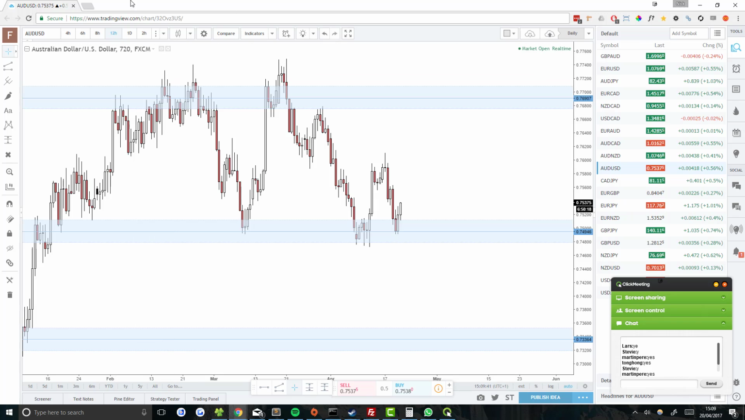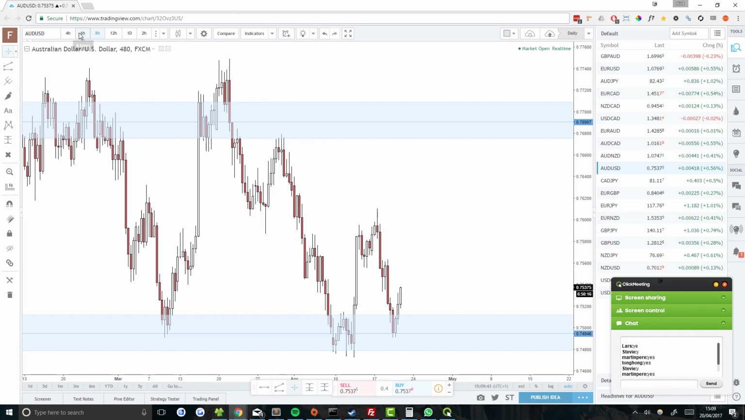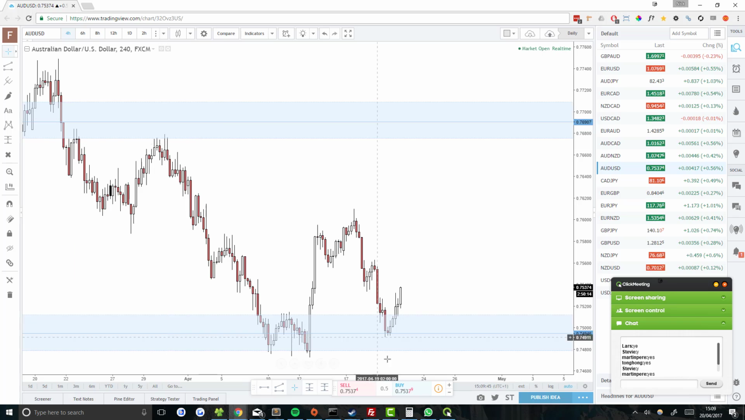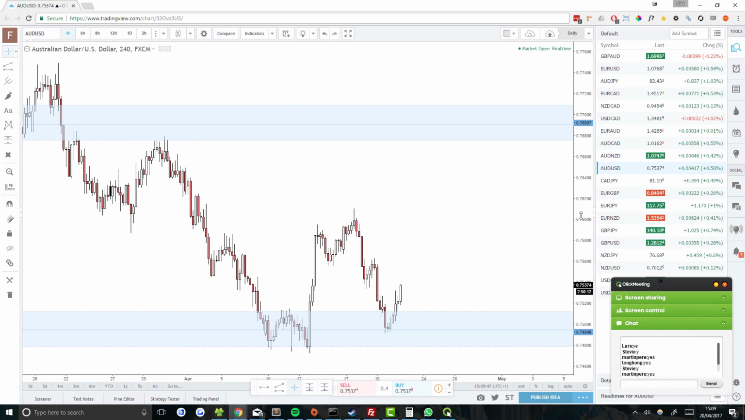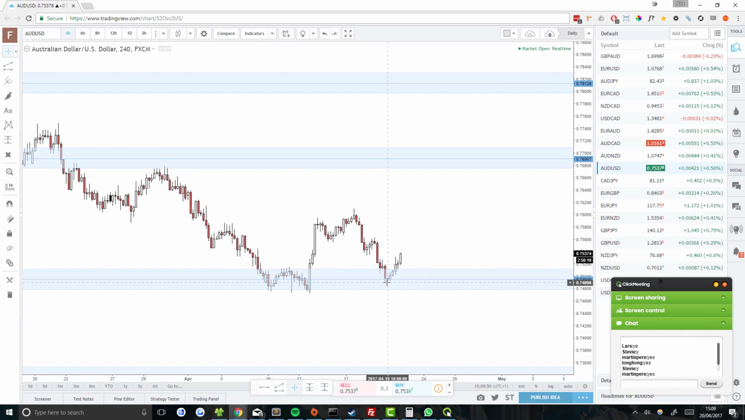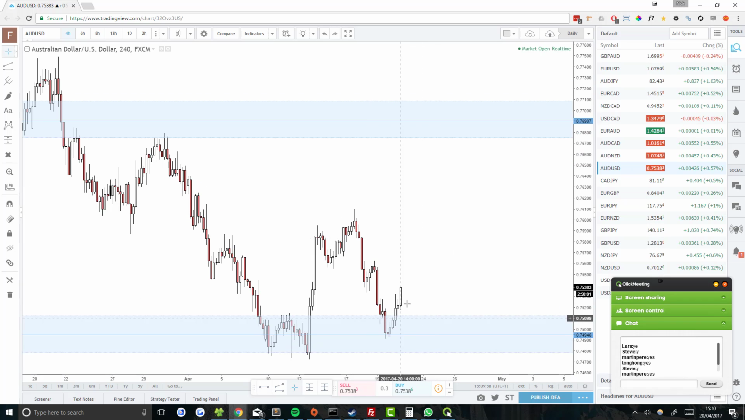AUD USD. I was very, very tempted to enter an AUD USD long from the support area. But yeah, just didn't happen. But that was kind of tempting. An AUD USD long trade here would have hit its target actually. I think so anyway.